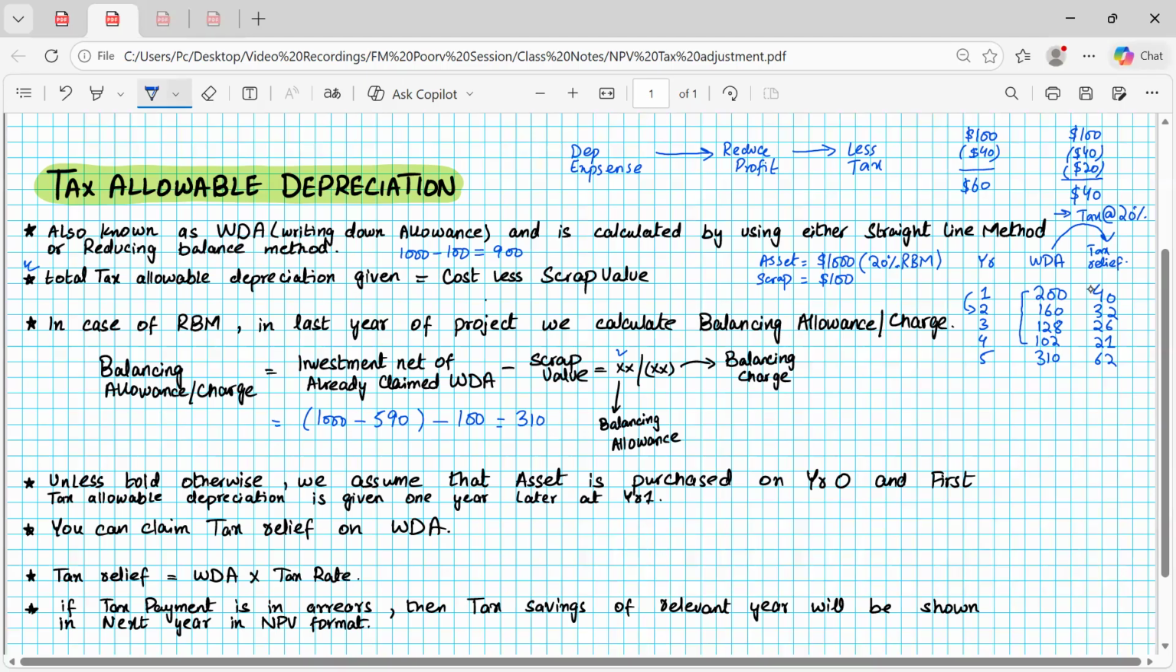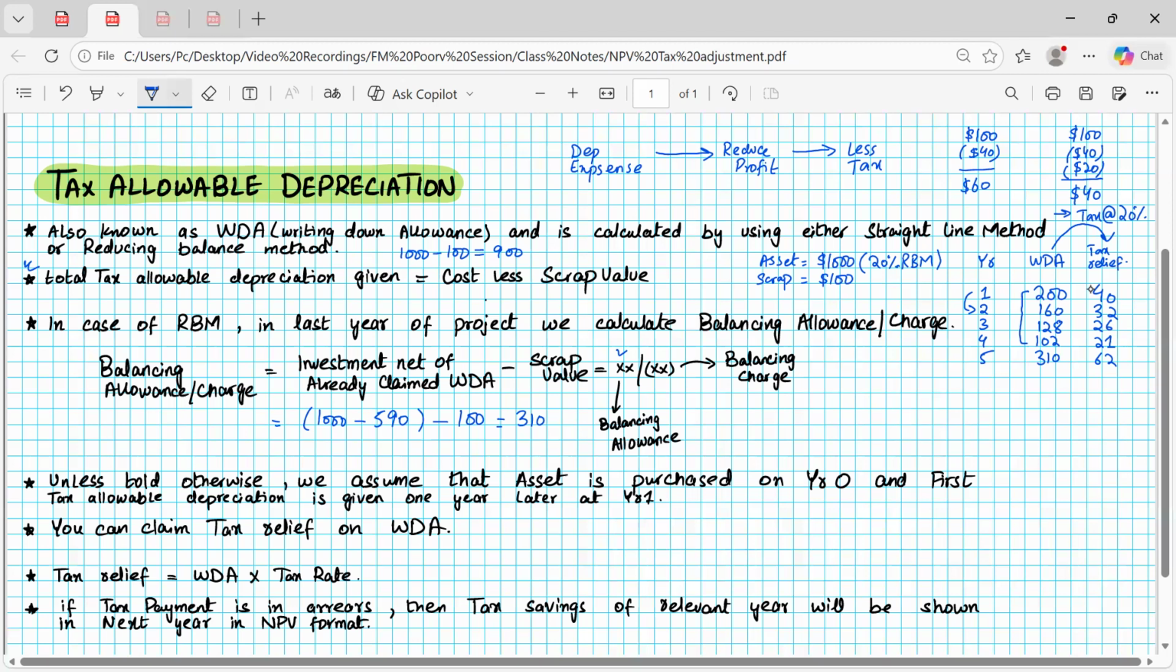So that is why in the last year for the reducing balance method, we will see how much is our investment net of already claimed WDA, and from that we deduct the scrap value. Whatever is left, if it is positive, it will be known as your balancing allowance, and you will get the tax relief on that. Okay, clear?